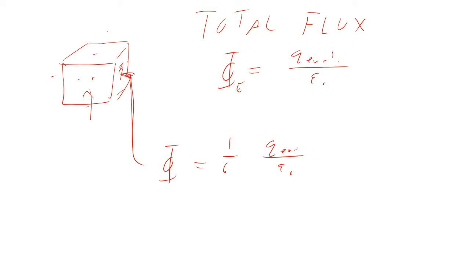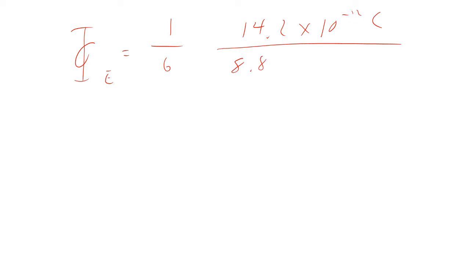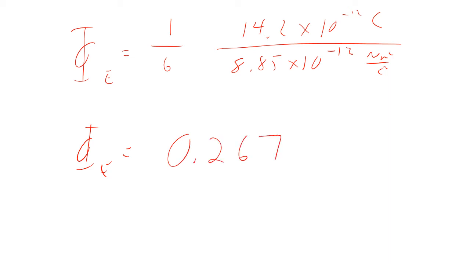Okay. Well, then we have it. So this is going to be 1/6 times 14.2 times 10 to the minus 12 coulombs divided by 8.85 times 10 to the minus 12 Newton meter squared per coulomb squared. And so this comes out to be equal to 0.267 Newton meter squared per coulomb.